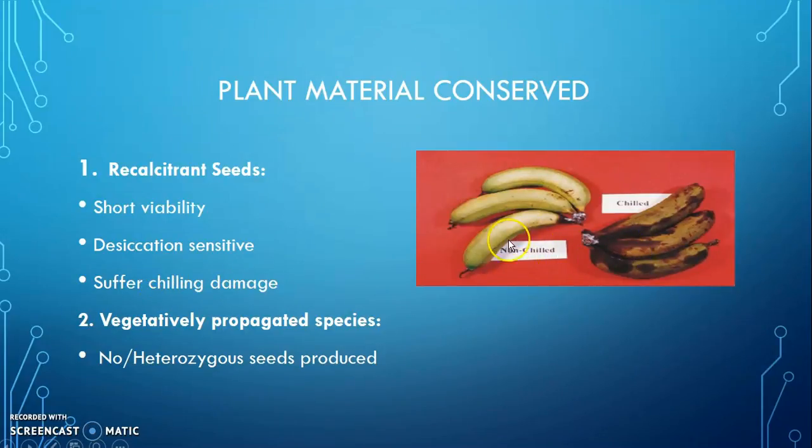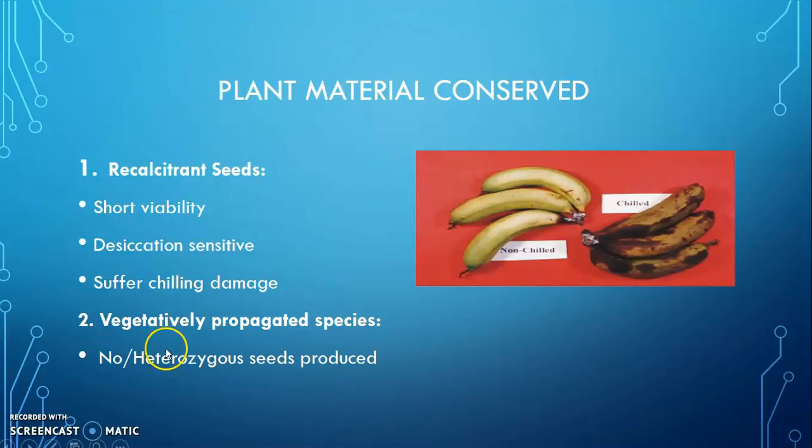This is an example of chilling damage of a banana. Therefore, because these recalcitrant seeds, for example, are very prone to extinction, that is why their pods are kept in cryo liquids or cryopreservation procedures.